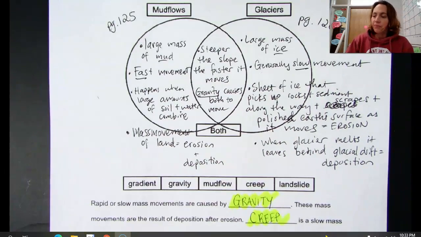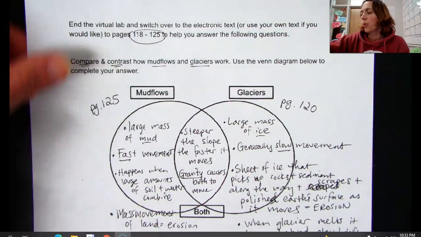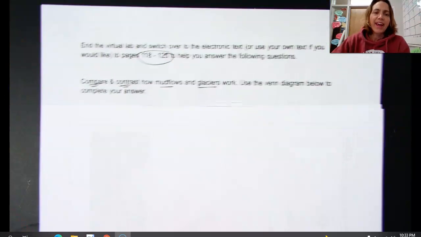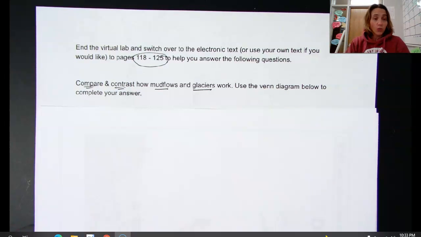All right, now, on the back side, what I wanted you guys to do next is you're going to pause the video and go grab your Science Fusion book or use the electronic version. You are going to compare and contrast how mud flows and glaciers work, and you are going to put that information into that Venn diagram below. So pause the video, go do this work, and then come on back and we'll check your answers. Go.